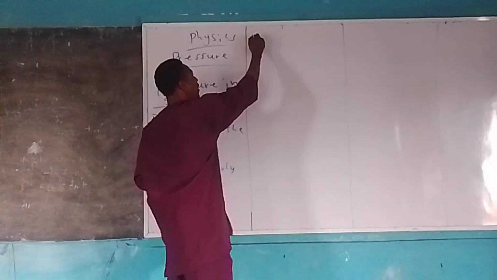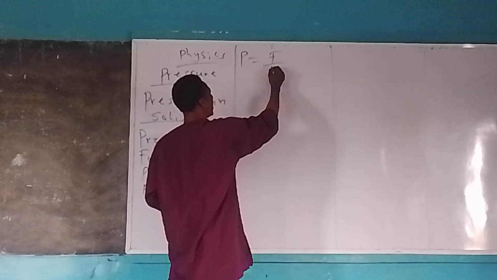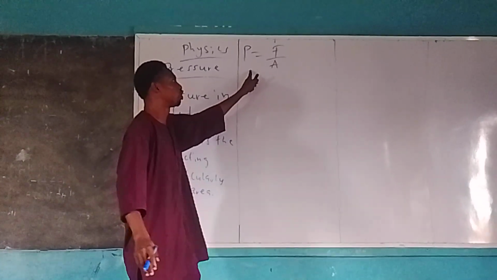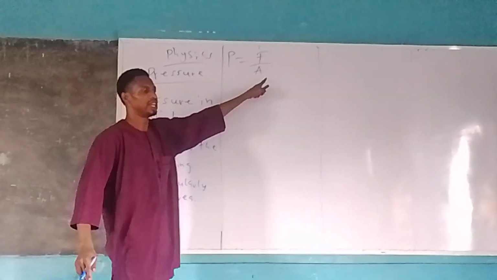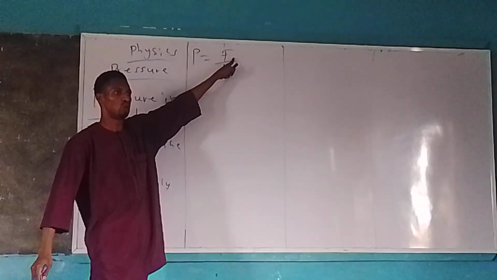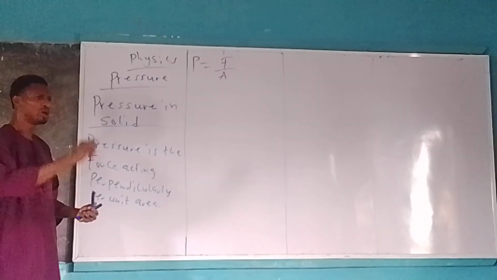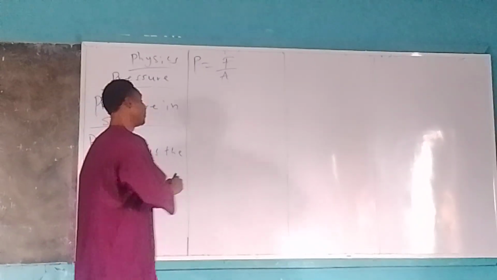Therefore, mathematically, pressure P equals force over area, where P denotes pressure, F is force, and A is area. Now, take note of two things under this.